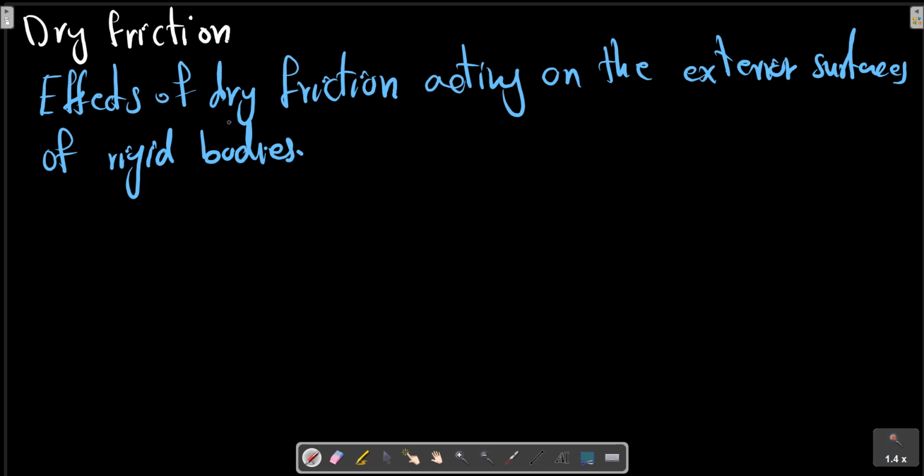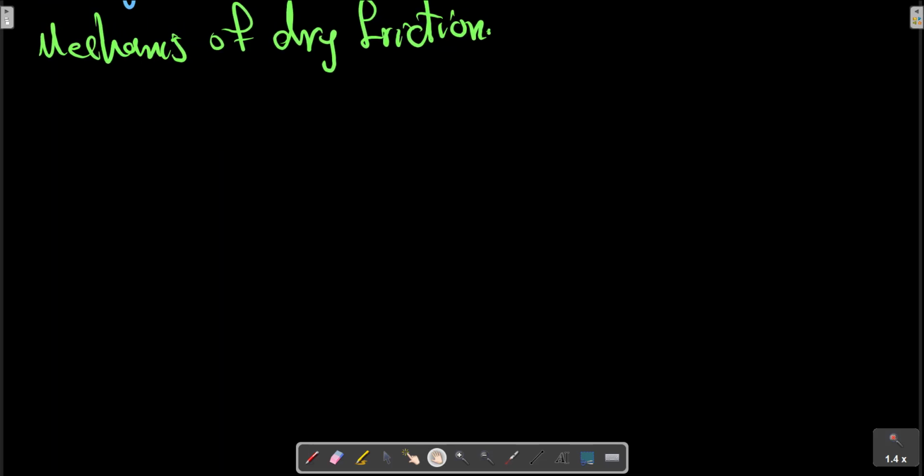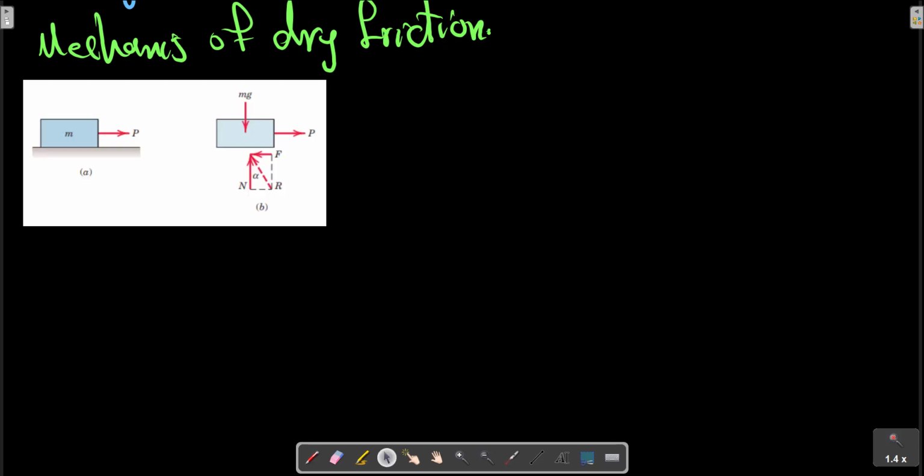We will now explain the mechanism of dry friction with the aid of a very simple experiment. Consider a solid block of mass m resting on a horizontal surface as shown in this picture. We assume that the contacting surfaces have some roughness.